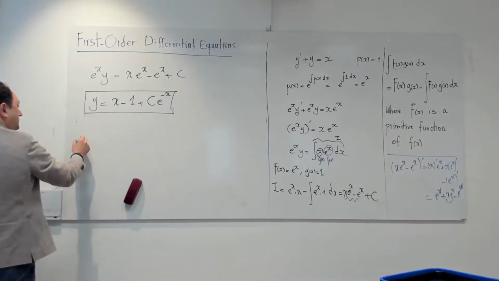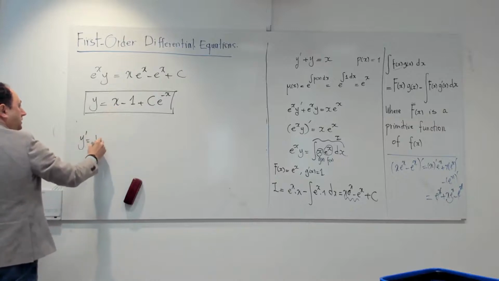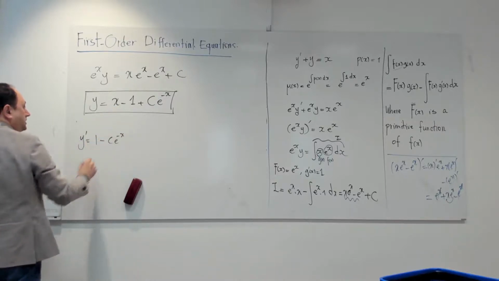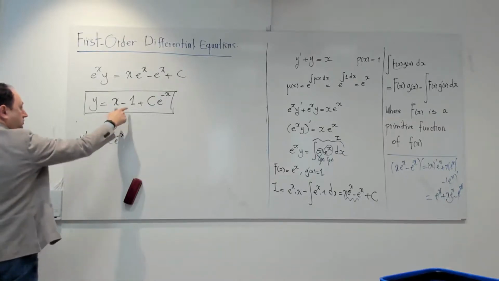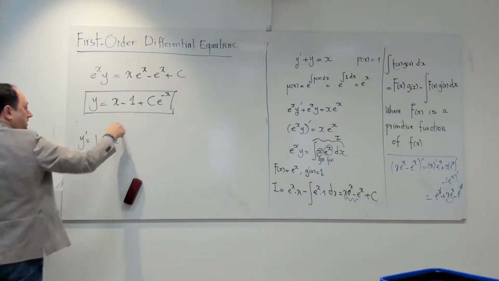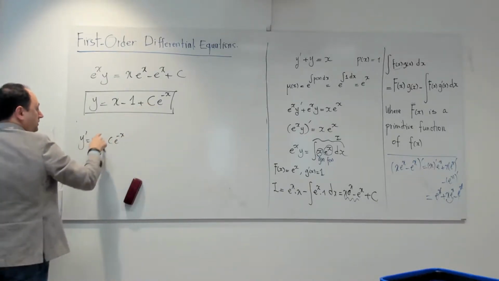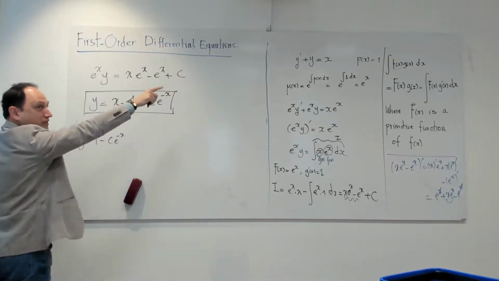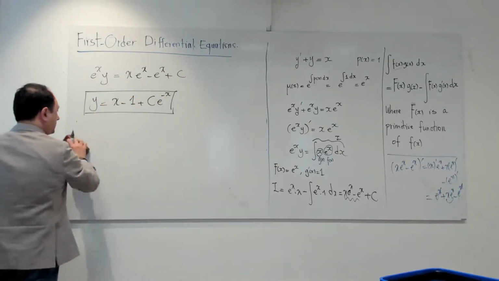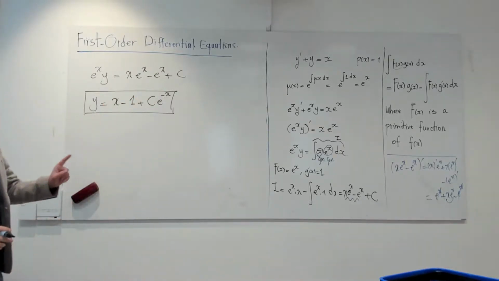Let me take the derivative of this. The derivative of this is 1 minus c e to the power minus x. And let me add it to this one. If I add this one to that one, you see this one will cancel that one. This one will cancel this one, and x is left. So that's correct. Okay, so now let me go back.